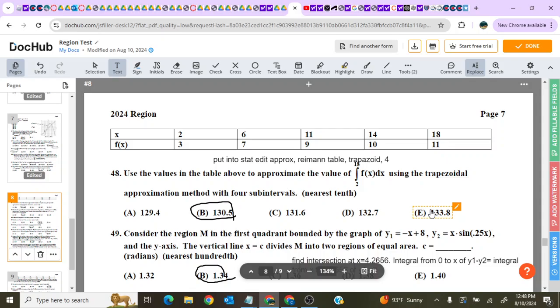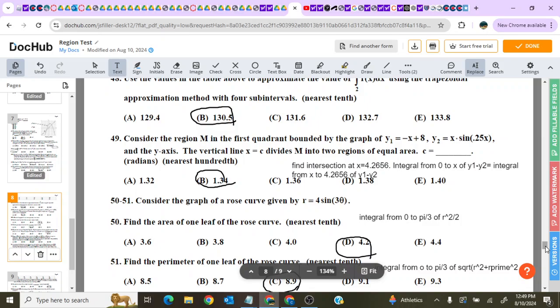48. This is a Riemann sum, where we're approximating the area under a curve using trapezoids. So you'll want to put this stuff into stat edit and then use our approximation program. You have a table, so Riemann's table, and it's a trapezoid equation. So trapezoid and then a length of 4 intervals. And then once you have that, you just plug it in the program. You have 4 trapezoids being formed, and you get a value of 130.5.